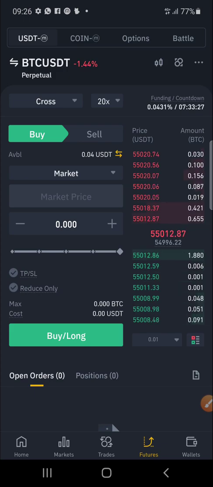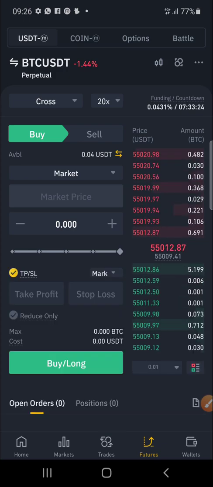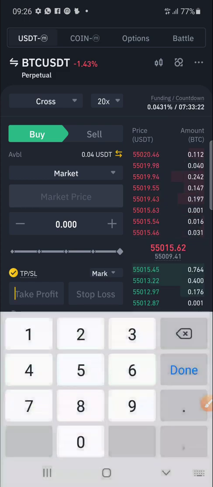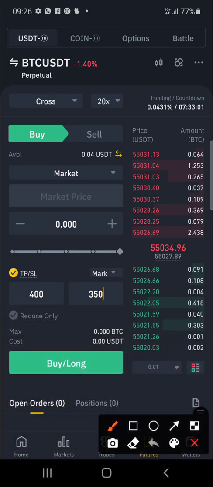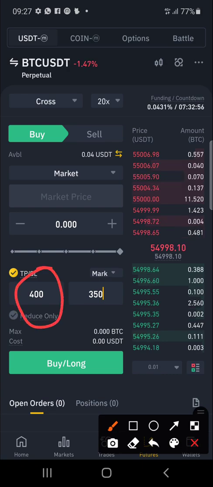Then after selecting that, you come here, which is where you set your profits. You click here. Let's say we want to take our profit at 400, and we want to stop our loss at 350. You get, it means that if you enter this market and go long, once it gets to 400, it will automatically take profit and enter your account.